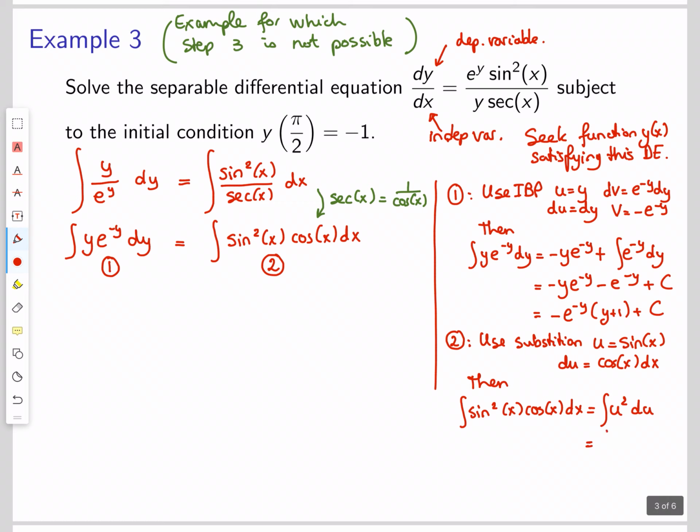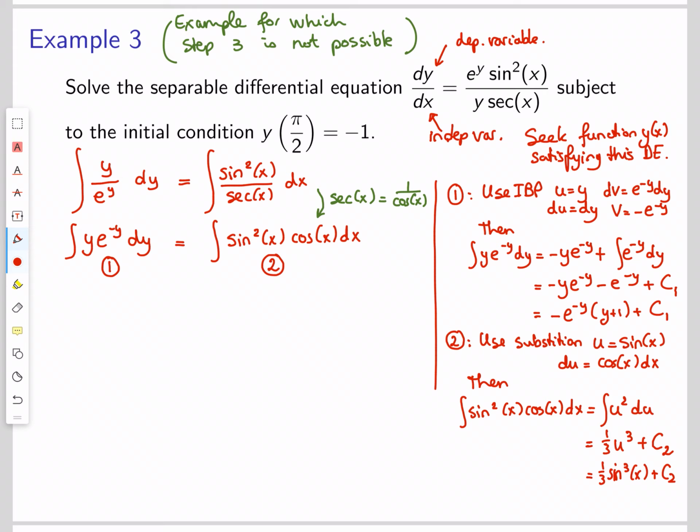So that's just an easy one. That's just 1/3 u cubed, again plus a constant of integration. Actually, let me call this one C2, and then I'm going to go back to the first integral and call that C1. And so we have to go back to x's, so this is 1/3 sine cubed of x plus that C2.